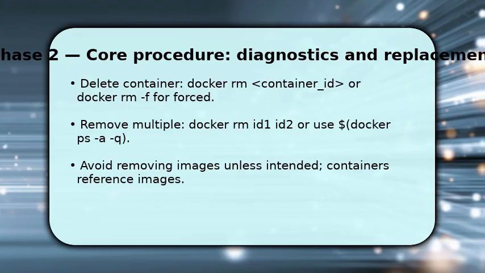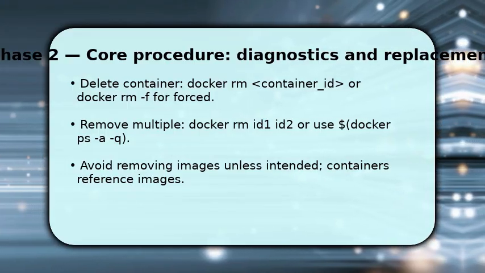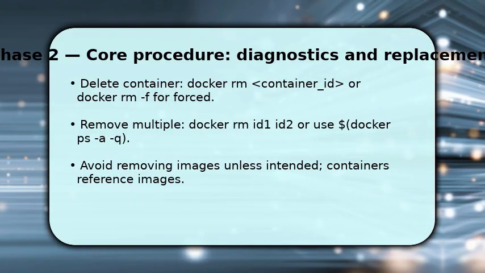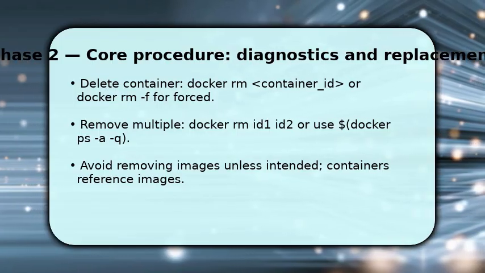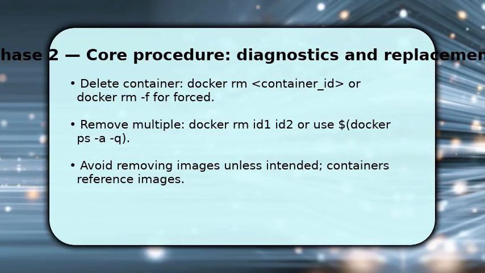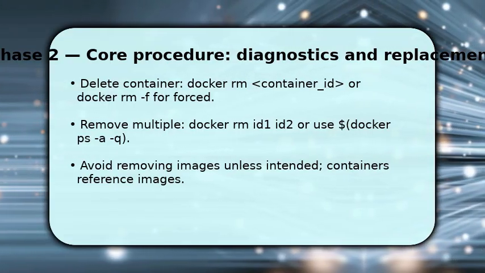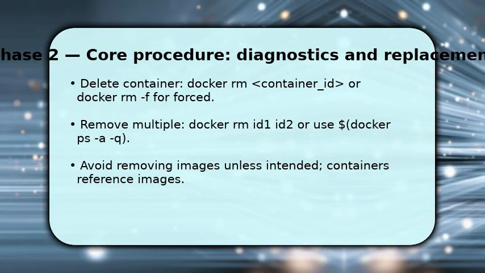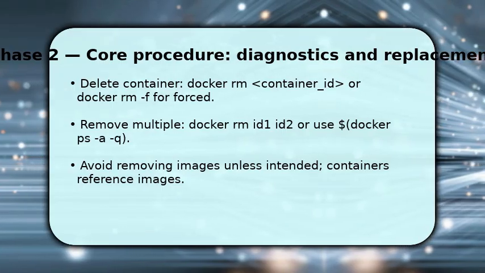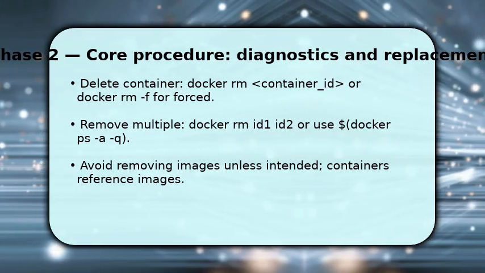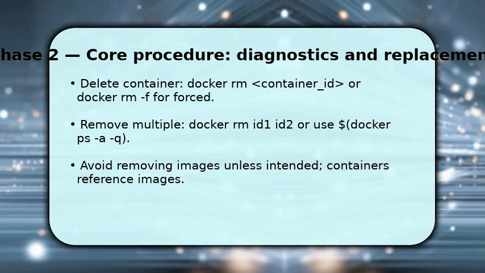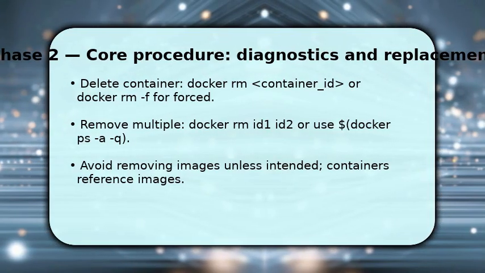You can use docker rm -f to force removal if it is stuck, but be cautious because force kills any remaining process. For multiple containers, pass several IDs or use a command substitution like docker rm $(docker ps -aq) to clear many at once. Make sure you are removing containers, not images. Images are separate artifacts, and removing them changes rebuild behavior.